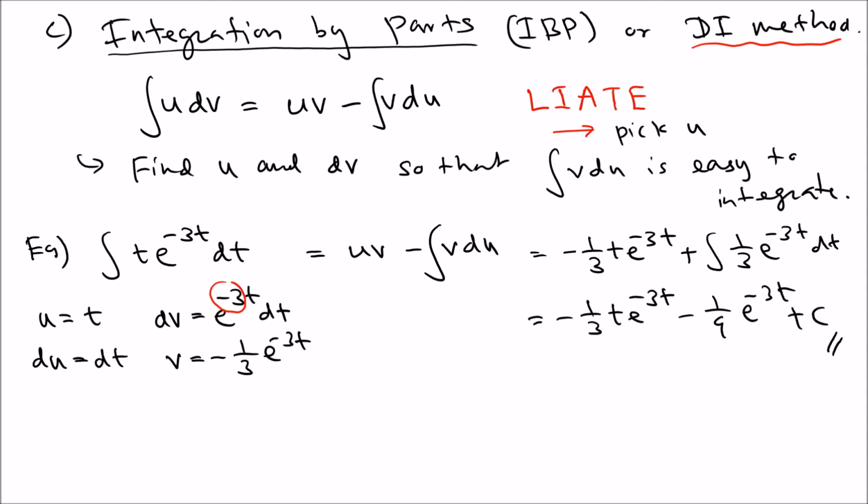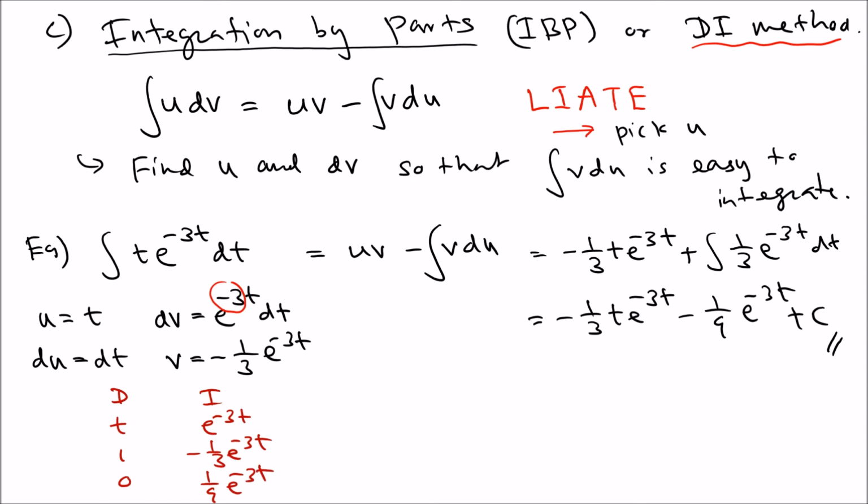For these kinds of problems, you can also use the DI method. Let's do the DI method here also. So we have D and the I. D is the same argument, so t and e^(-3t). Take the derivative of the first one, which is 1. Take the integral, so negative 1/3 e^(-3t). Take the derivative, which is 0. Take the integral, which is 1/9 e^(-3t).